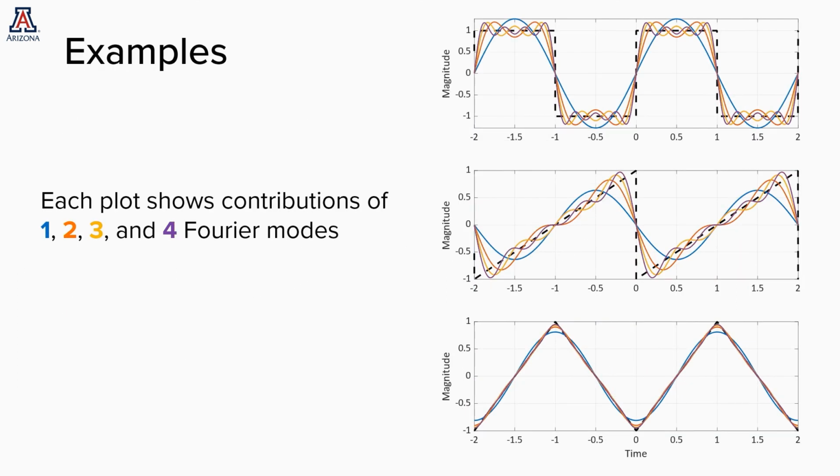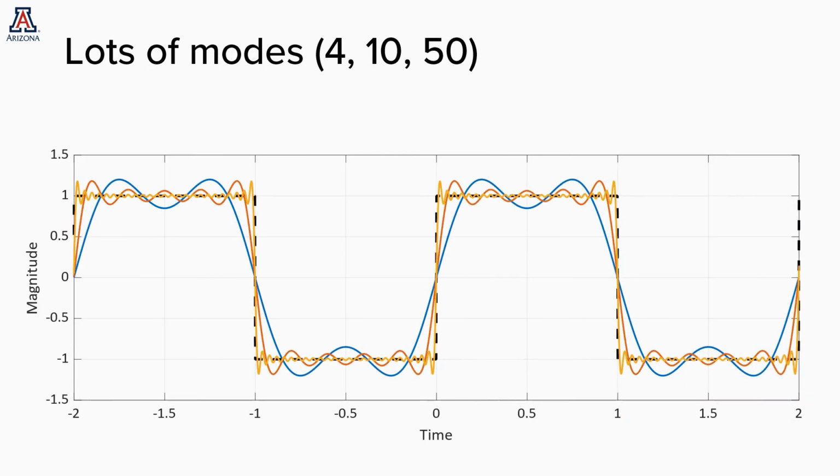Here I have some examples of not just the square wave, but a sawtooth wave and a triangle wave as well, and each one is plotted for 1, 2, 3, and 4 Fourier modes. And as you can see here, generally speaking, more modes means a better approximation. For the triangle wave, it's actually quite great when you look at it. For the square wave, it's not quite as great. And same thing for the sawtooth. And the major difference here is that the square and sawtooth waves have discontinuities, which can cause all kinds of problems.